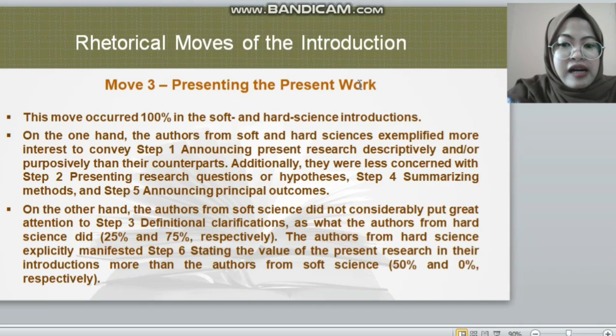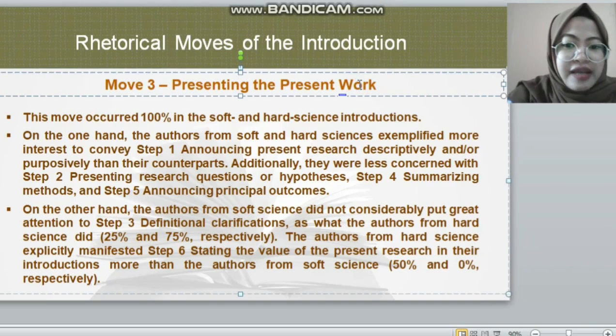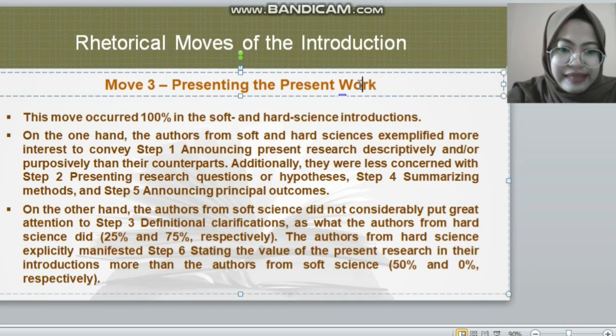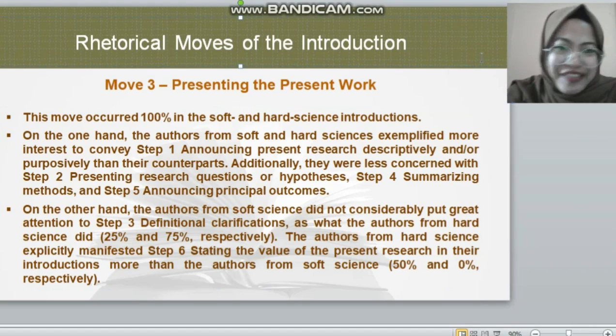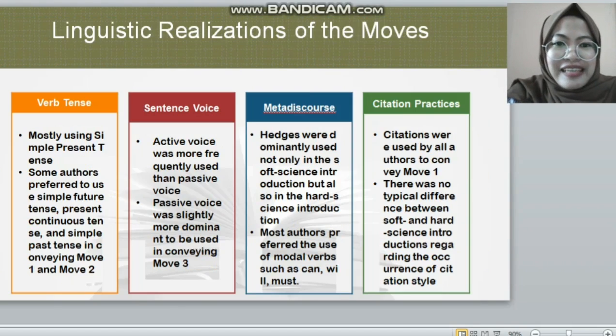So the authors from soft science only represent 25% in step 3, but the hard science represents 75%, so it's quite different. And the authors from hard science explicitly manifested step 6, stating the value of the present research, in their introduction more than the authors from soft science. The authors from hard science represent 50% in step 6, but the soft science 0%, so it's really different.